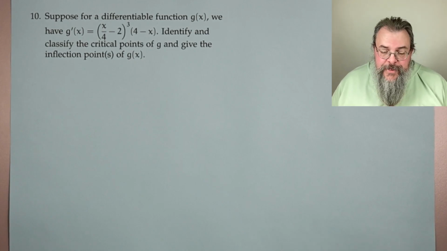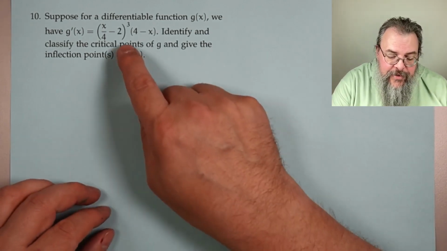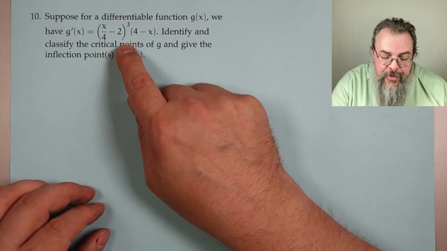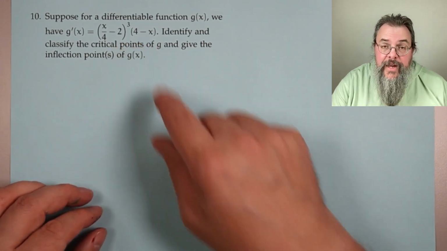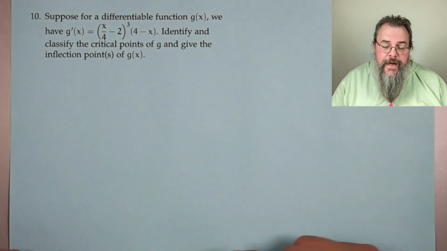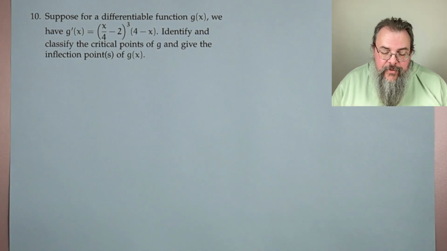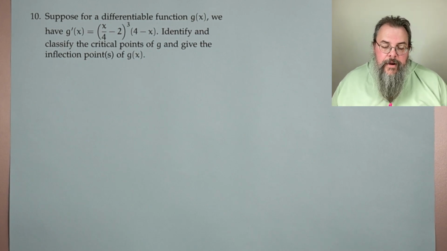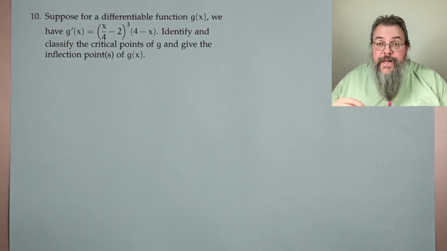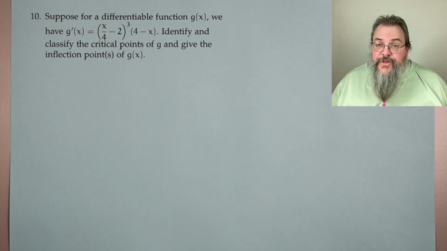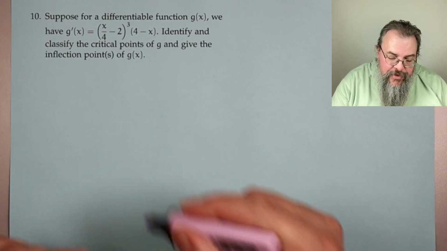Suppose for a differentiable function g of x, we have g prime of x is (x over 4 minus 2) cubed times (4 minus x). And we have to identify and classify the critical points of g and give the inflection points of g of x. Okay, now you'll notice we don't actually know what g is, because what do they give us? They gave us g prime right from the start.